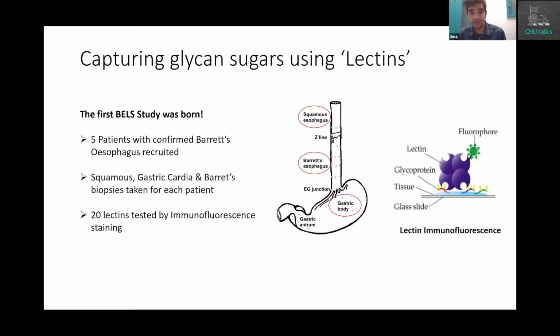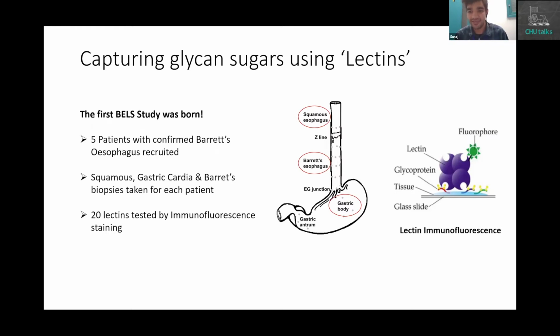So what we started off doing was we needed to get a proof of concept initially that these glycan sugars are actually in fact altered in Barrett's esophagus, because that hadn't been done before. Although several cancers like breast cancer and colorectal cancer have been vastly studied for glycoproteomic analysis and sugar structures, esophageal adenocarcinoma is quite poorly understood in terms of its glycosylation landscape. So because of that, we had to identify some markers first, and our approach to identifying these glycan sugar markers was using this protein known as lectin.